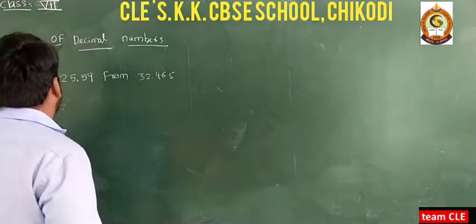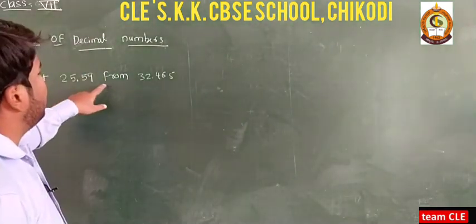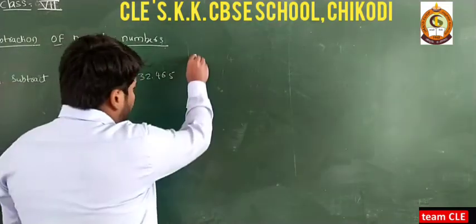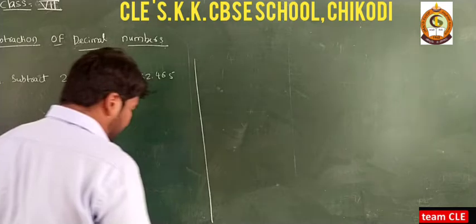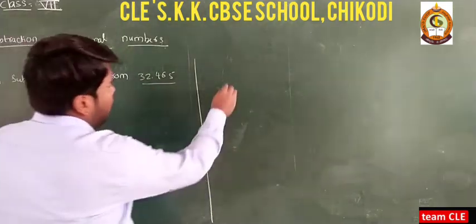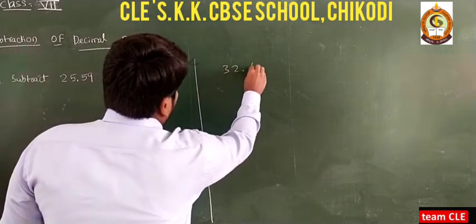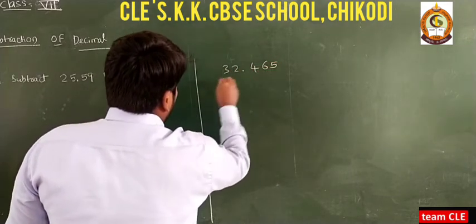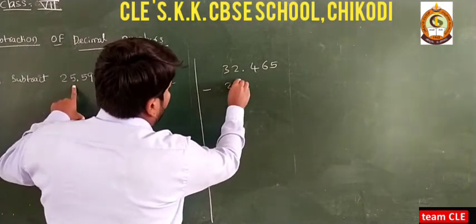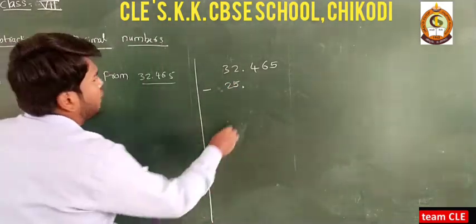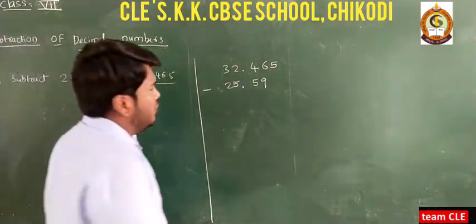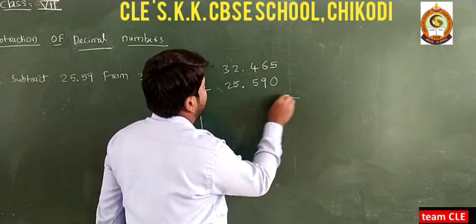So see here, the first question says subtract 25.59 from 32.465. Okay, so I am going to solve here. We already know from integers that the number from which we subtract, that number you have to write first. So I'll write 32.465 minus, subtract, 25.59. So again this is unlike decimals. First you make this into like decimals by increasing the 0.